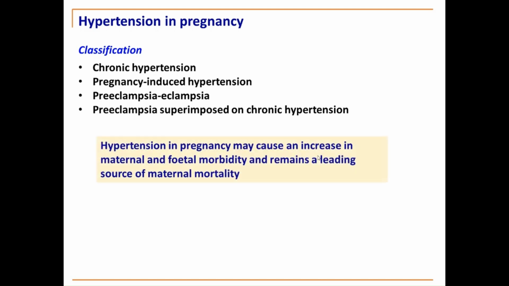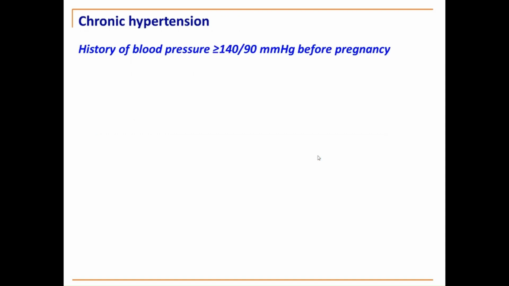And of course, hypertension in pregnancy may cause an increase in maternal and fetal morbidity, and it remains a leading source of maternal mortality. So we're going to just go through each of these in turn, and we'll start with chronic hypertension.